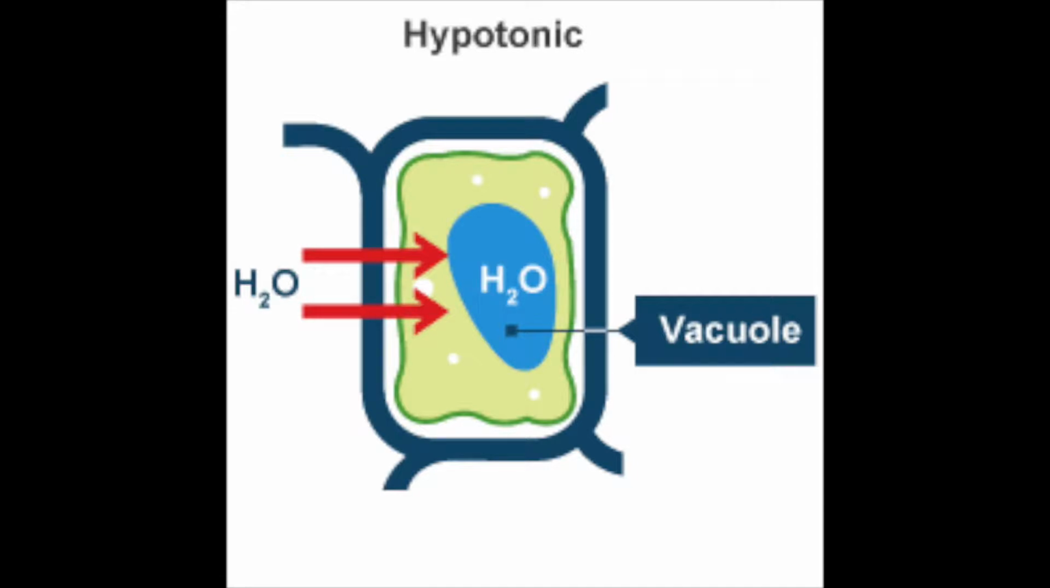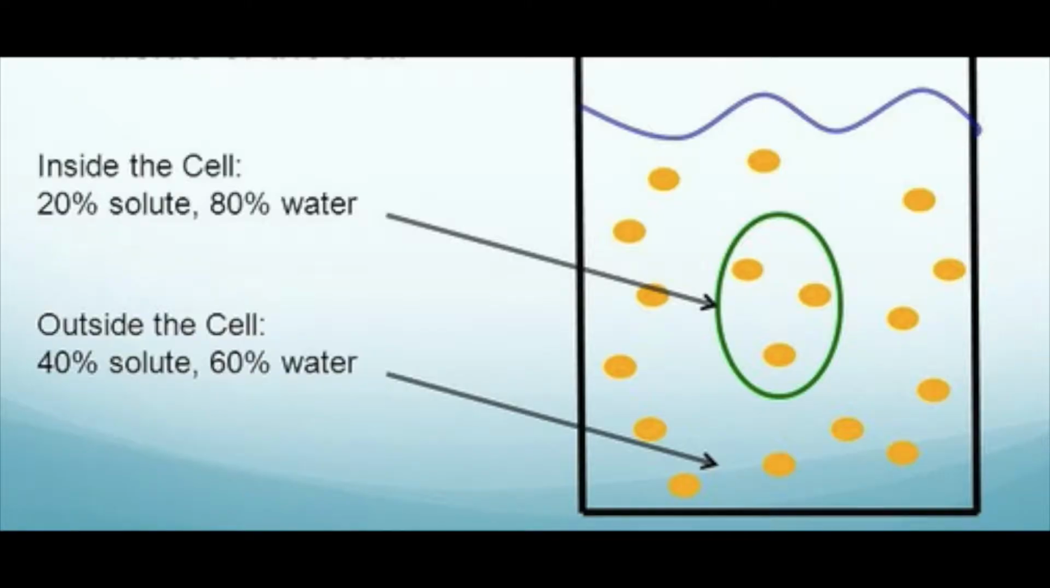A hypotonic solution is a solution that has a lower concentration on the outside of the cell than on the inside, opposite to what a hypertonic solution is, which is a solution that has a higher concentration on the outside than on the inside of the cell.